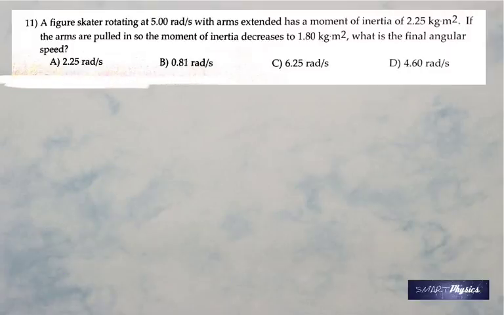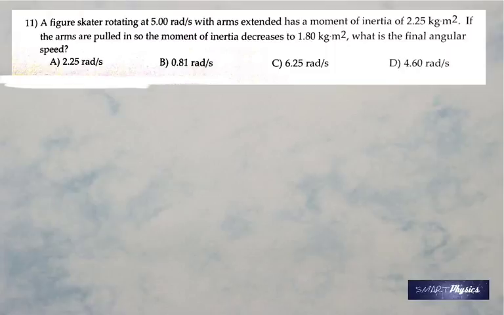Brings us to the last question. A figure skater rotating at 5 radians per second with arms extended has a moment of inertia 2.25 kilogram meter squared. If the arms are pulled in so that the moment of inertia decreases to 1.8 kilogram meter squared, what is the final angular speed?